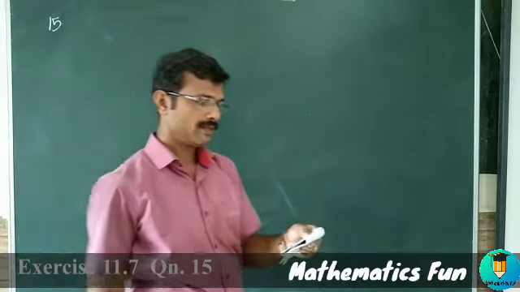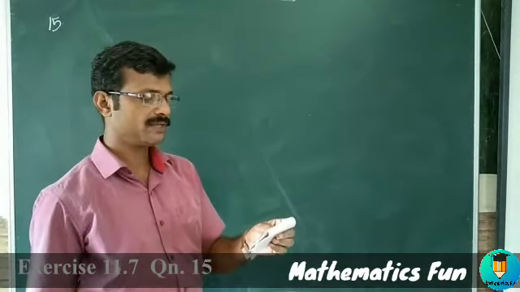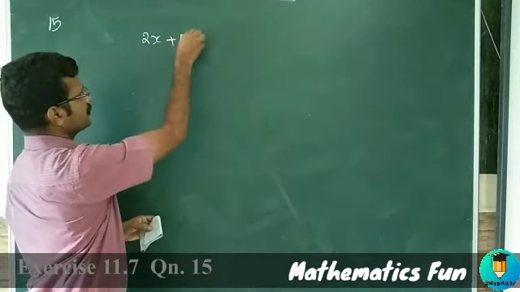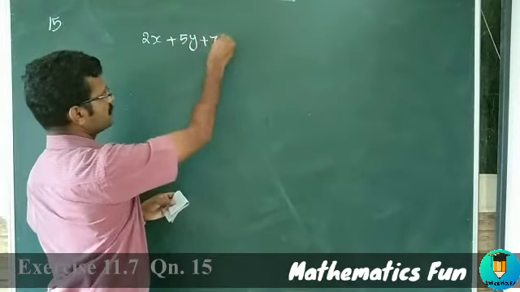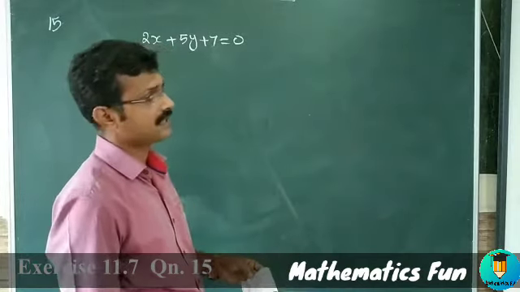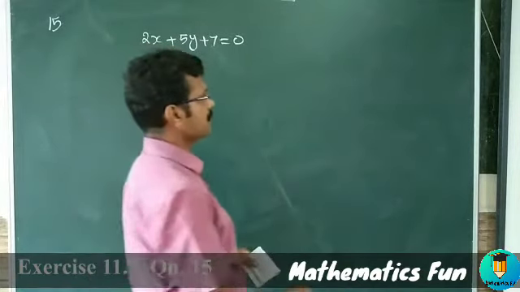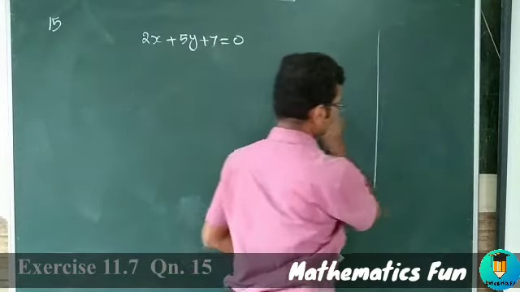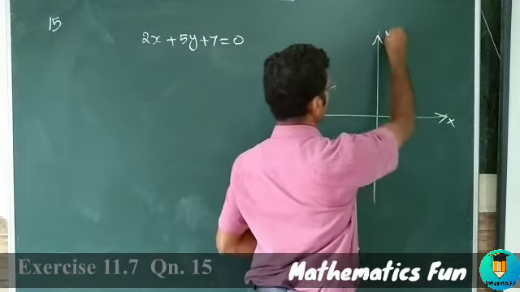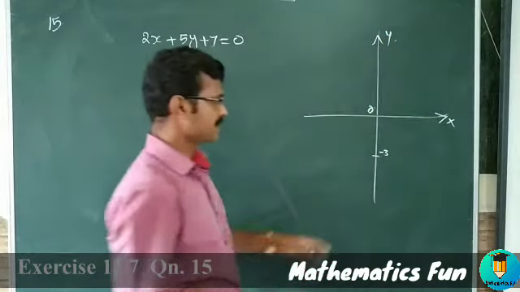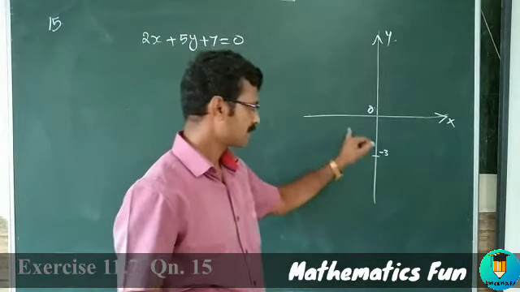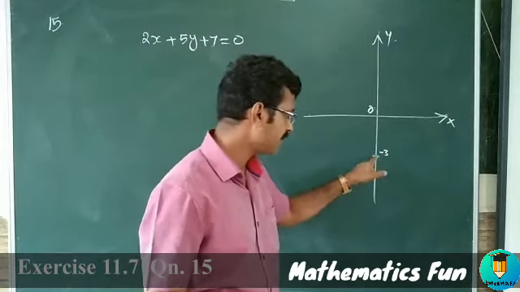Find the equation of a line perpendicular to the line. We need a line which is perpendicular to this line, and whose y-intercept is -3. Y-intercept is -3 means it is on the negative side. We need the equation of a line whose y-intercept is -3. That means we need a line through this point. You can draw so many lines, but we need a line through this.